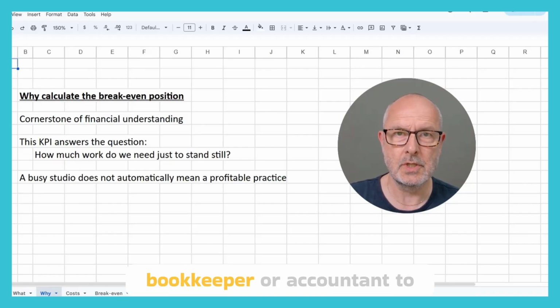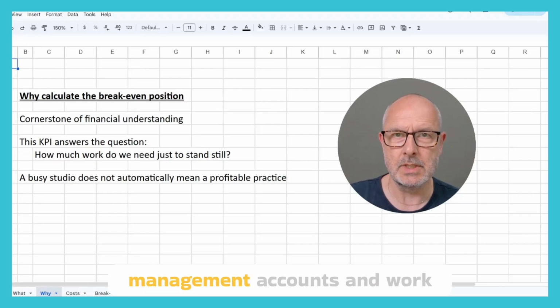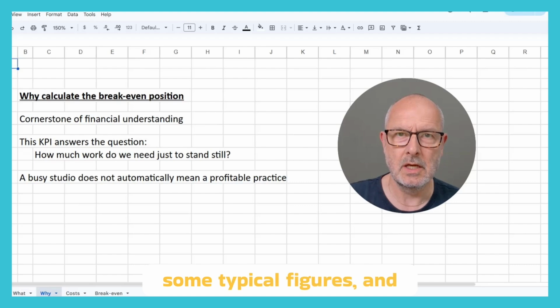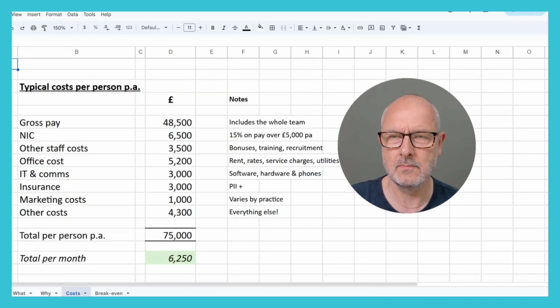You could ask your bookkeeper or accountant to calculate the figure for you, or go to your statutory accounts or management accounts and work out what the total costs are per month. Obviously, if you're using last year's figures, make sure you increase them by inflation. On the next page, I'll talk you through some typical figures, and then we'll go on to compute a break-even figure for a 10-person practice.